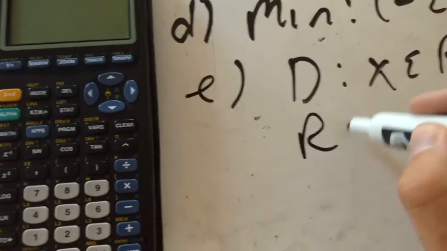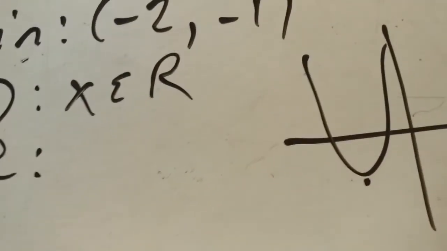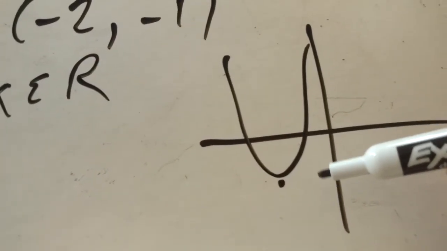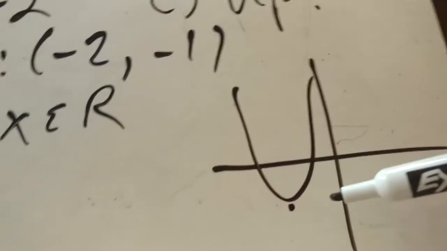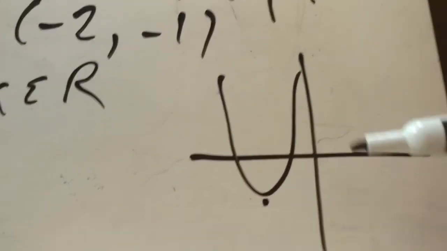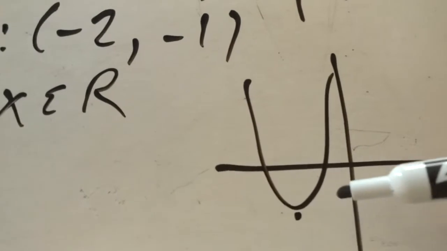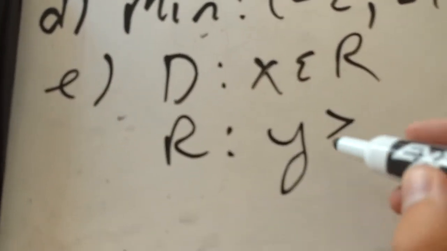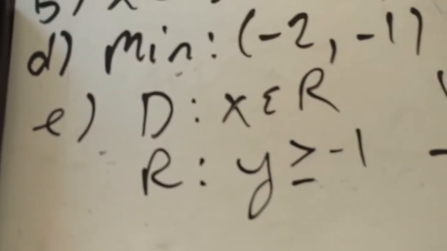Now the range, on the other hand, is going to be a little trickier. The range is only going to be values of y that are bigger than your minimum value. So y values are never going to go below this point. And this point just so happens to be y is -1. So in other words, y is always going to be greater than or equal to -1. That'll be your range. Now, part F, x and y intercepts.